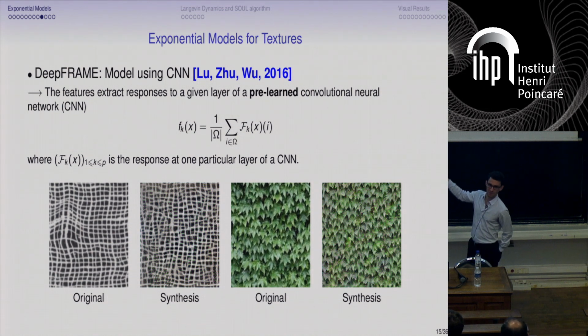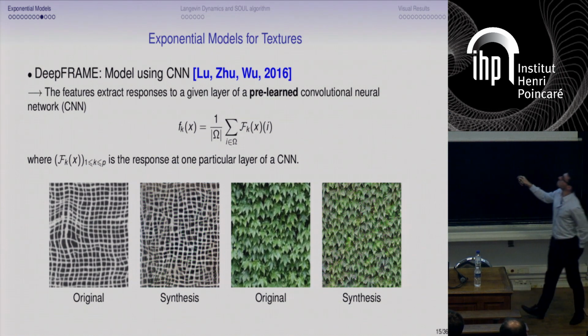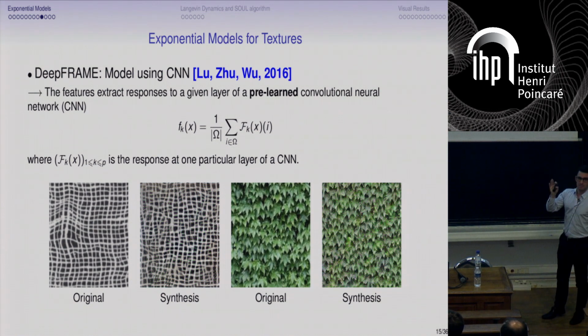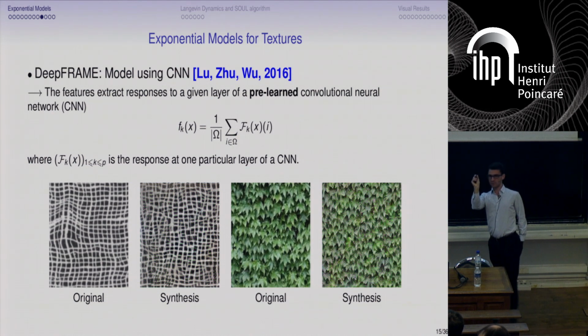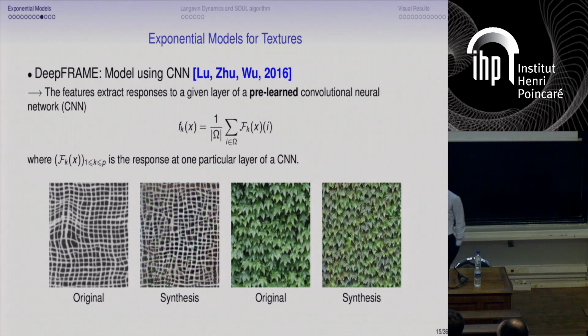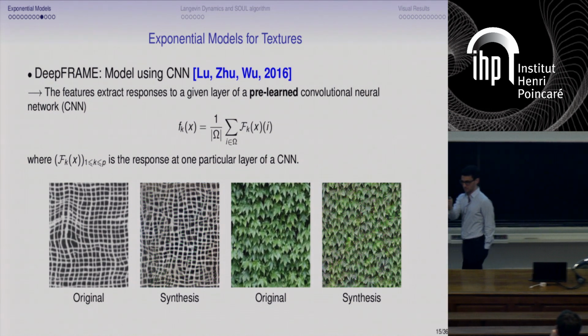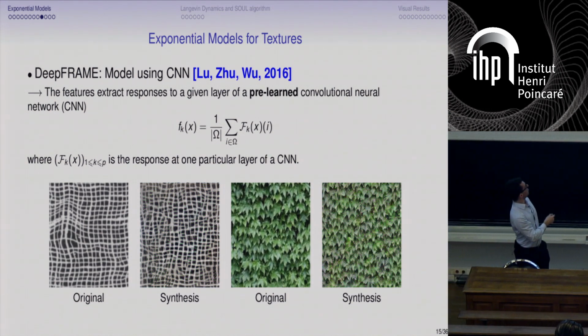I will go with the usual diagram in a few seconds. And they sum it spatially. So here, the F_k of X are all the responses to one fixed layer. So P is just the width of the layer. And what they are able to synthesize with that is these kinds of images.